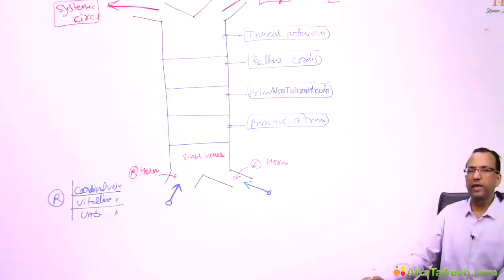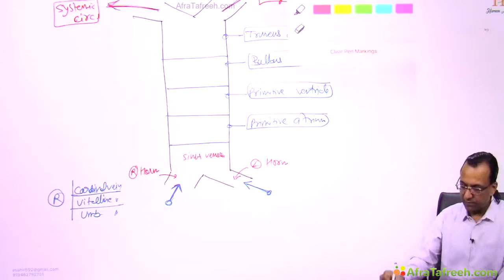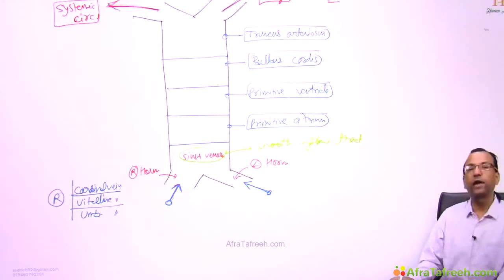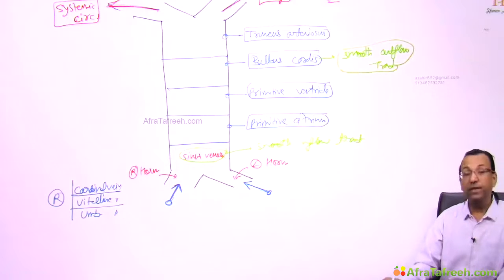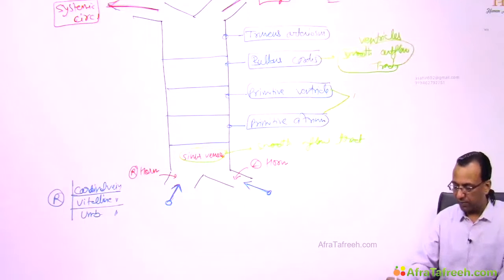But I told you one thing: who is the smooth inflow tract? The smooth inflow tract is, I believe, sinus venosus. Yes, correct. And who is the smooth outflow tract? The smooth outflow tract, I believe, is bulbous cordis. Yes. When you say it is the smooth outflow tract, it means it will form the smooth part of the ventricles. If it forms the smooth part of the ventricles, then who forms the rough part? Primitive ventricle and primitive atrium will form the rough and trabeculated portion.